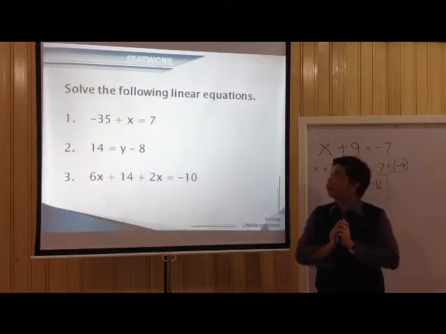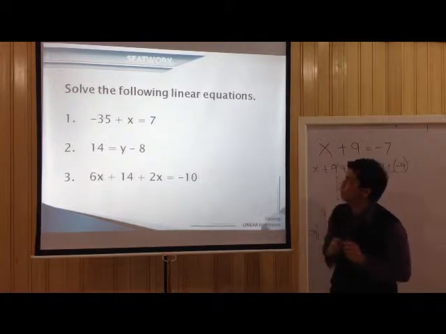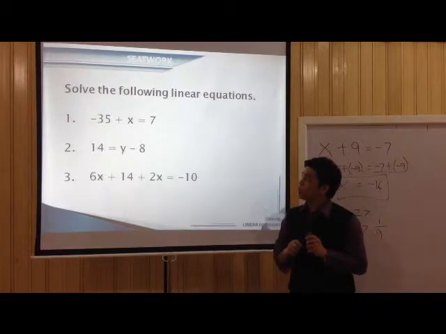Let's have a short seatwork. Let us solve the following linear equations. Negative 35 plus x equals 7.